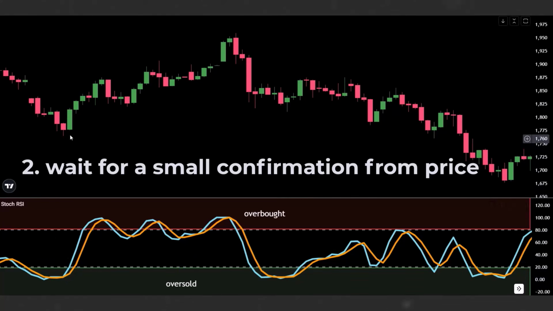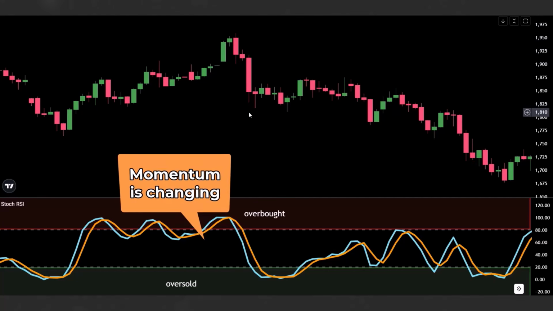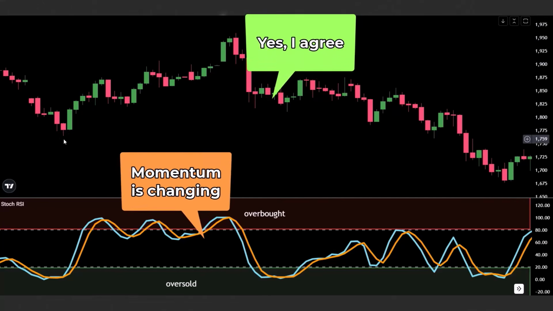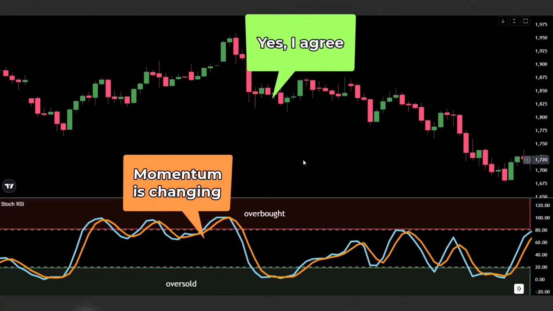Then we wait for one small sign from price, for example, a candle that closes higher or a small bounce in price. For a sell setup, first the K line crosses below the D line above 80, then we wait for a candle that closes lower or a small rejection from the recent high. In simple words, the stochastic RSI tells us momentum is changing, and then price tells us, yes, I agree. When both say yes, that's a signal we can actually trust.